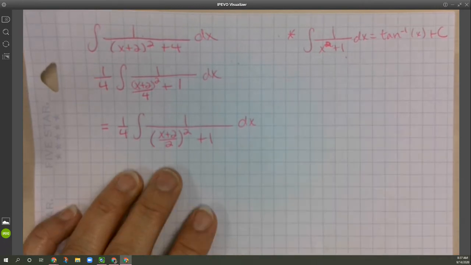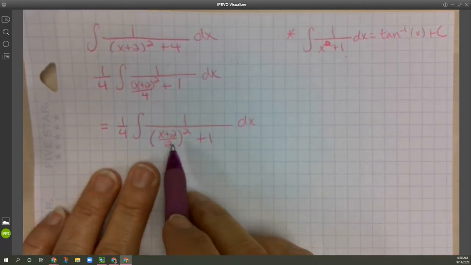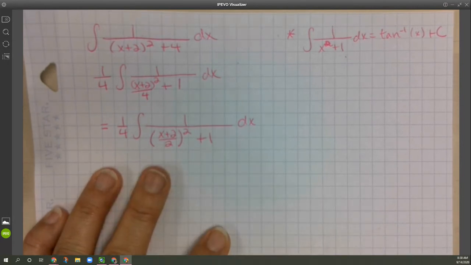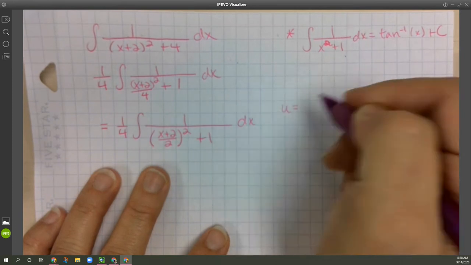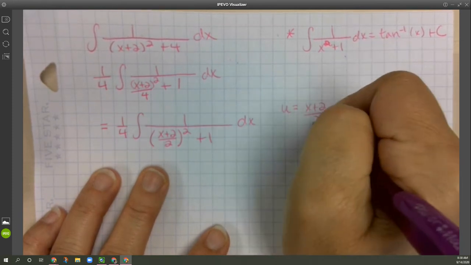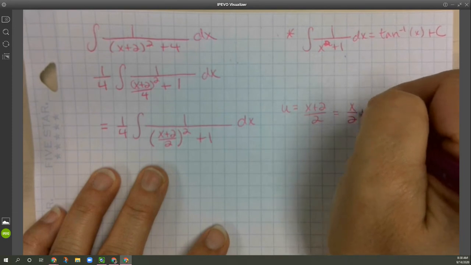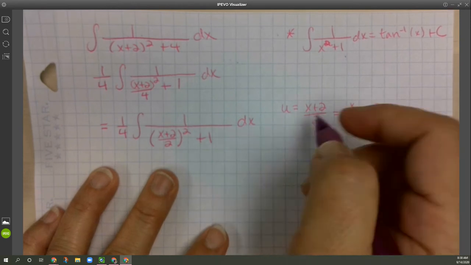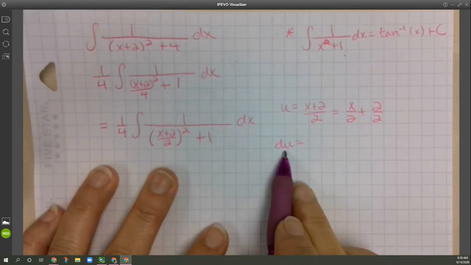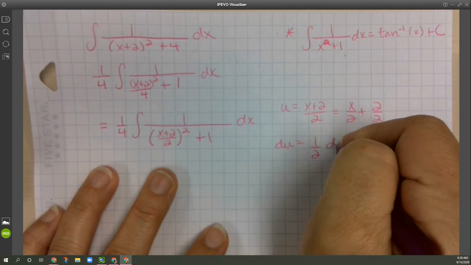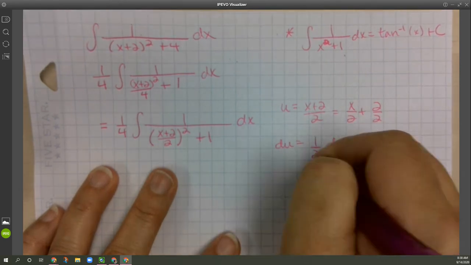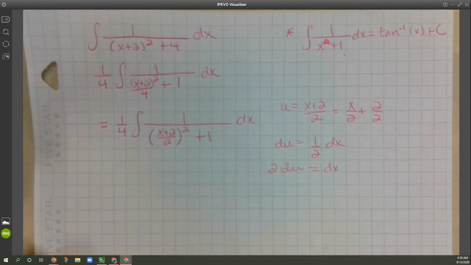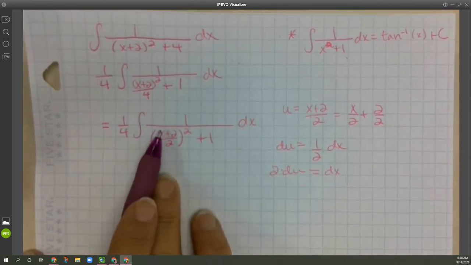But we do need to use u substitution here, because if I take a derivative of this something, it's not just 1. And so we've got to think about what special kind of substitution I need to make this work. So my u is going to be x plus 2 over 2, or if you want to think about it like this, x over 2 plus 2 over 2, which might help you see a little bit better that the derivative, my du, is going to be 1/2 dx. And that means that dx is going to be equal to 2 times du if I multiply that 2 over to solve for dx.